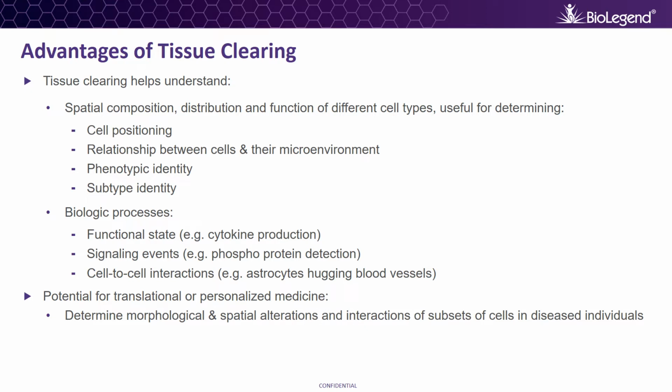In addition, tissue clearing may be useful in translational or personalized medicine. For example, it may enable scientists to determine the morphological and spatial alterations and interactions of subset of cells in tissues from disease versus healthy individuals, and tailoring treatments based on these observations.